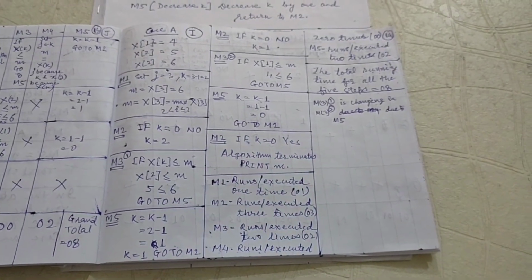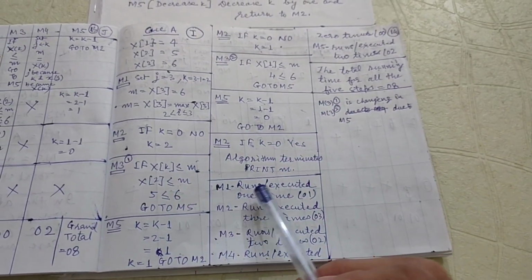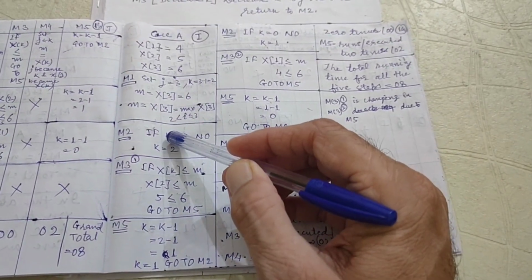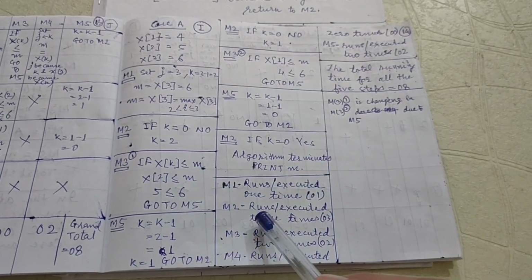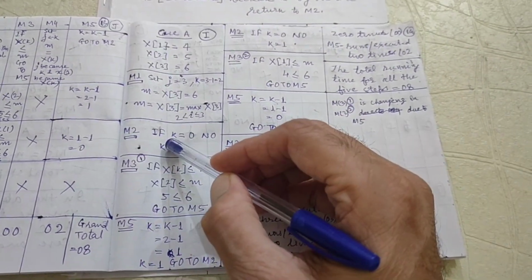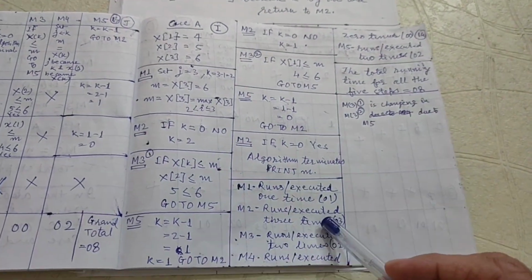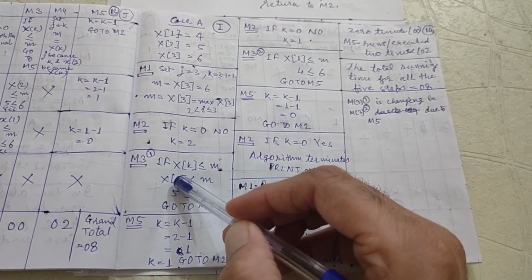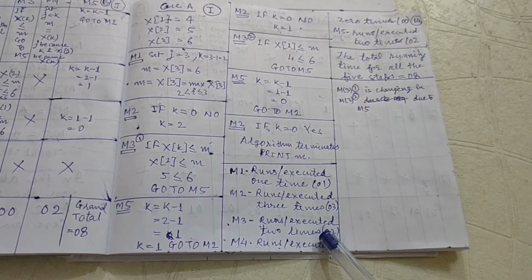Now, how many times does M1 run? M1 runs one time. How many times M2? 1, 2, 3. So M2 runs 3 times. What about M3? 1, 2. M3 runs 2 times.